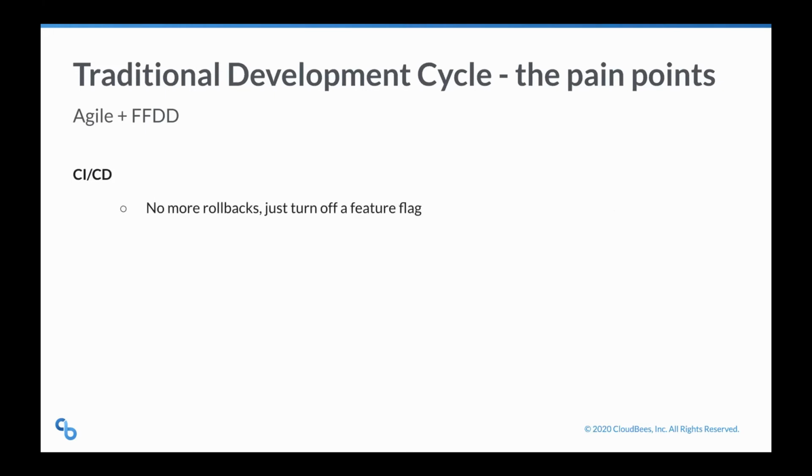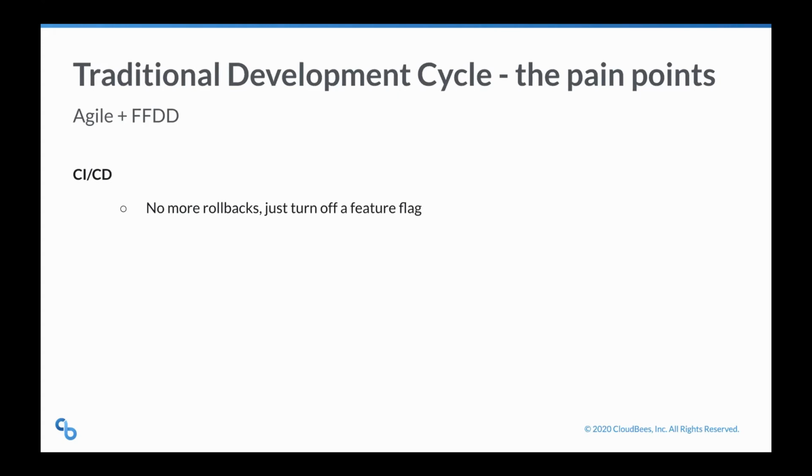Okay, next thing, CI/CD. So this is big, no more rollbacks. You just turn off a feature flag. If you release something into production, you don't have to revert it. You don't have to create commits. You don't have to go through the whole deploy process. You go to the feature flag in the CloudBees feature flag dashboard and turn it off, or you limit the users that can see that feature or use that feature.